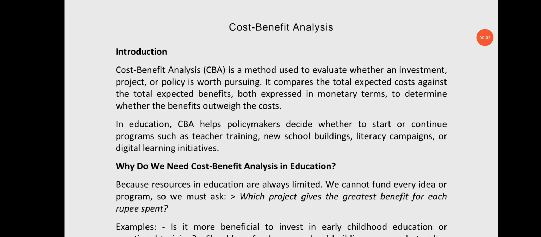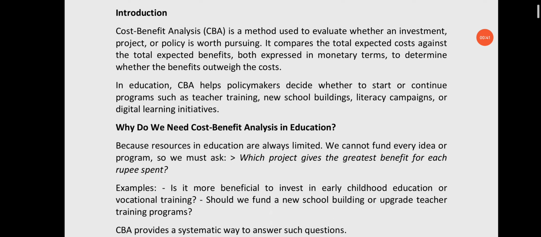Cost benefit analysis. Introduction. Cost benefit analysis (CBA) is a method used to evaluate whether an investment, project or policy is worth pursuing. It compares the total expected cost against the total expected benefits, both expressed in monetary terms, to determine whether the benefits outweigh the cost. In education, CBA helps policymakers decide whether to start or continue programs such as teacher training, new school buildings, literacy campaigns, or digital learning initiatives.